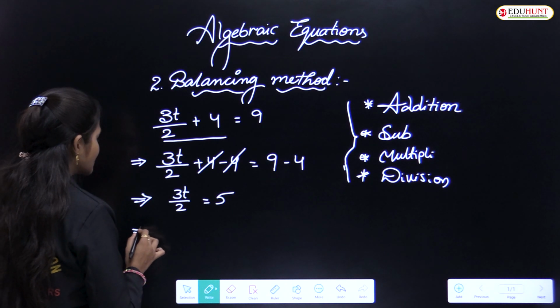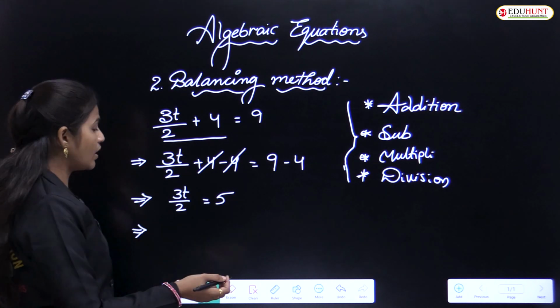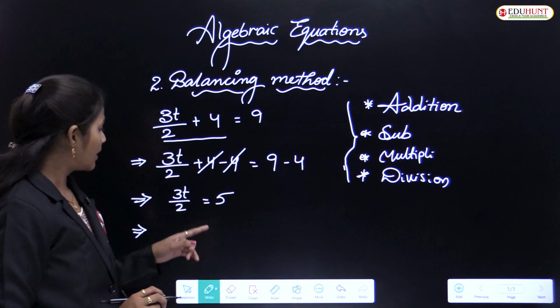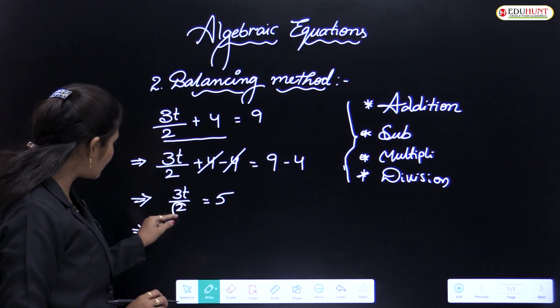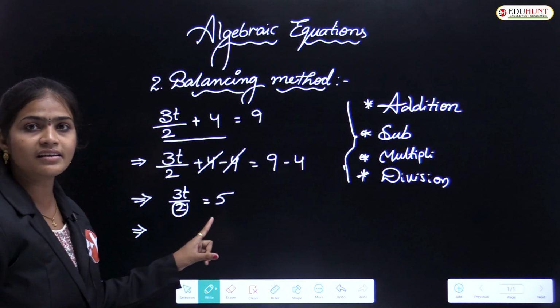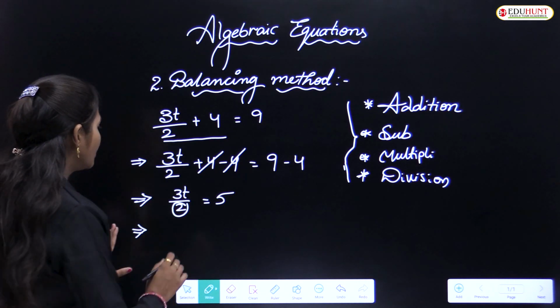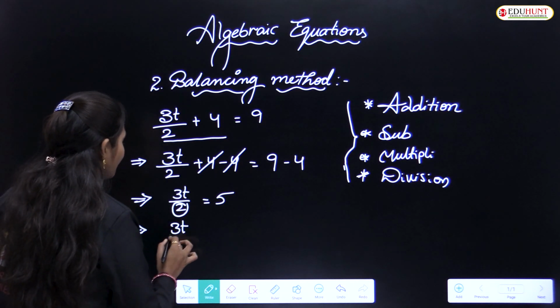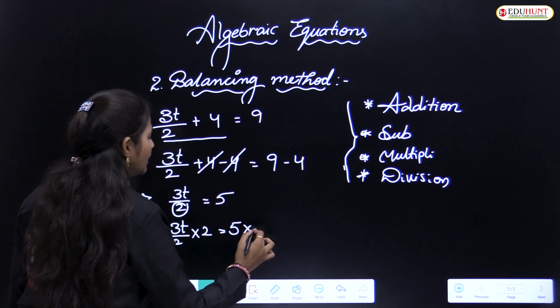So what is the next step here? 3t by 2 is equal to 5. So what is the next constant term? Here, 3t by 2. Here we can observe that only 2 is there in the division form. Since division is there, we have to take multiplication. So 3t by 2 into 2 is equal to 5 into 2.